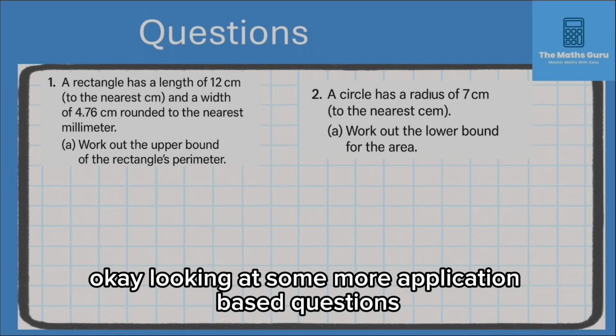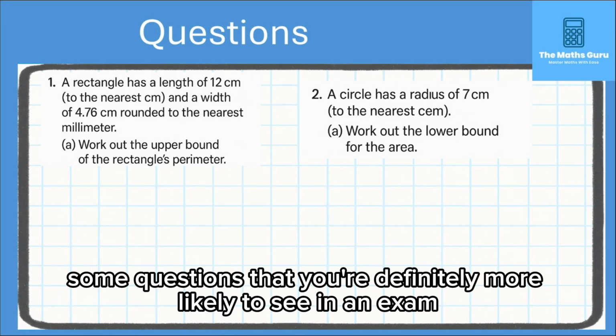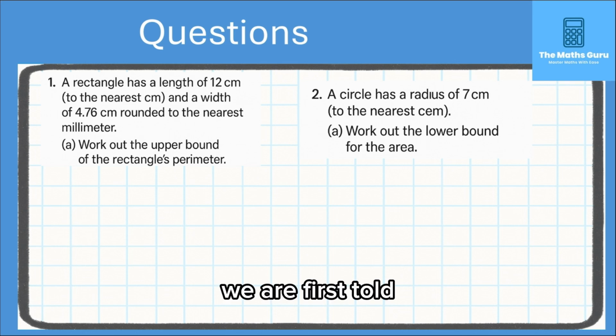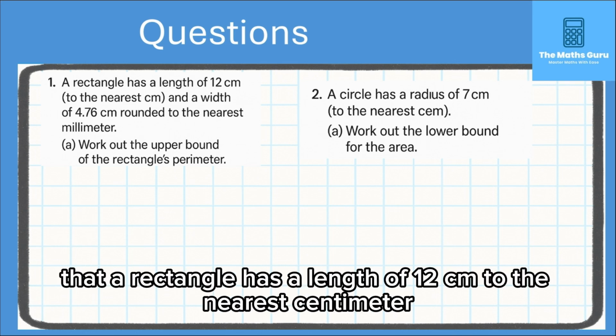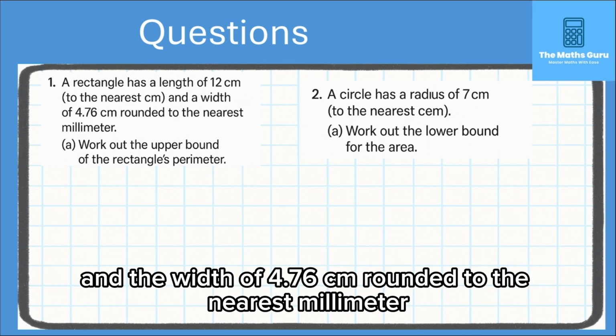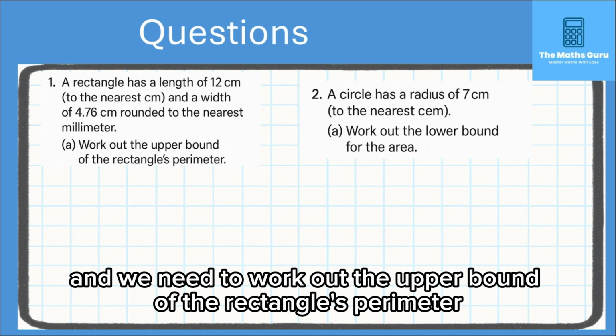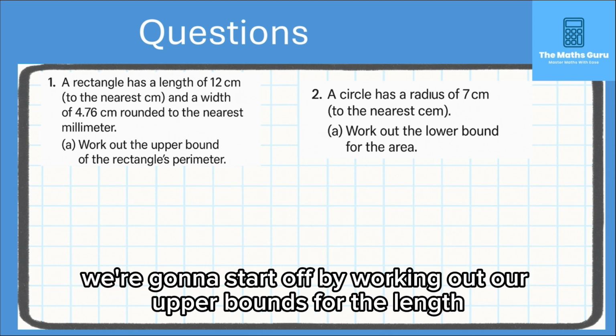Okay, looking at some more application-based questions, some questions that you're definitely more likely to see in an exam. We're first told that a rectangle has a length of 12 centimeters to the nearest centimeter and a width of 4.76 centimeters rounded to the nearest millimeter. And we need to work out the upper bound of the rectangle's perimeter.